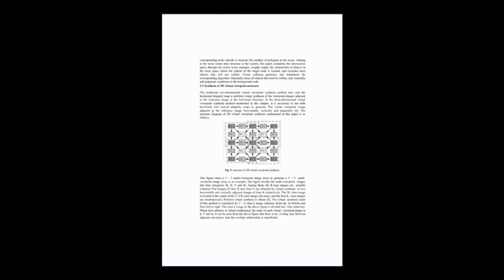It can be seen from the above figure that there is an overlap area between adjacent subarrays, and this overlap relationship is manifested in the sharing of the disparity map of the overlap area during the virtual synthesis of the image. Due to the huge amount of calculation to generate the disparity map, in order to avoid repeated calculations, this chapter will cache the shared disparity map.